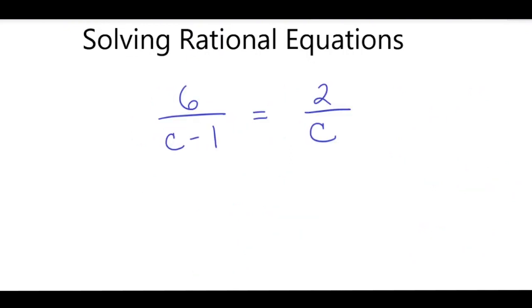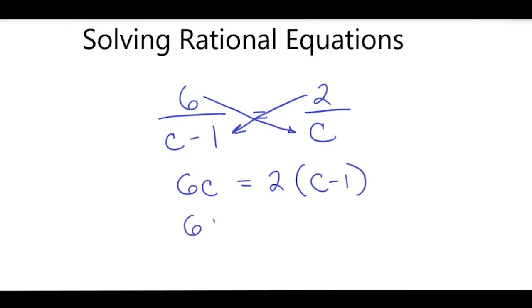So here I have 6 over c minus 1 is equal to 2 over c. So notice I have a variable on both fractions. So you can start on either one. I'm going to start with the 6 times c. So I have 6c is equal to, and that's 2 times c minus 1. So that means I have 6c is equal to 2c minus 2. So I want to get the c's together, so I will subtract 2c on both sides. I will cancel that, and I'm left with 4c is equal to negative 2.